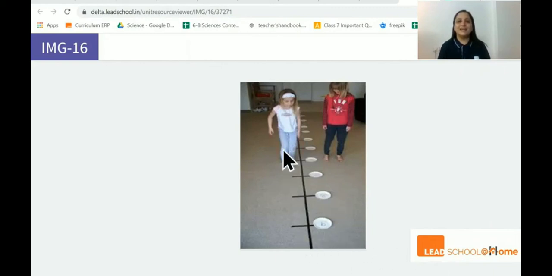For that, create a line like this in your room or outside your house and ask your child to jump from one number to another in the reverse order. That is from 10 to 1. So please conduct this activity with your child so that your child can learn the reverse counting in a fun way.